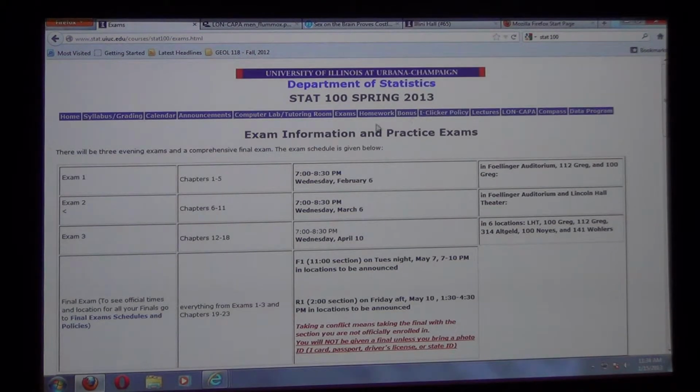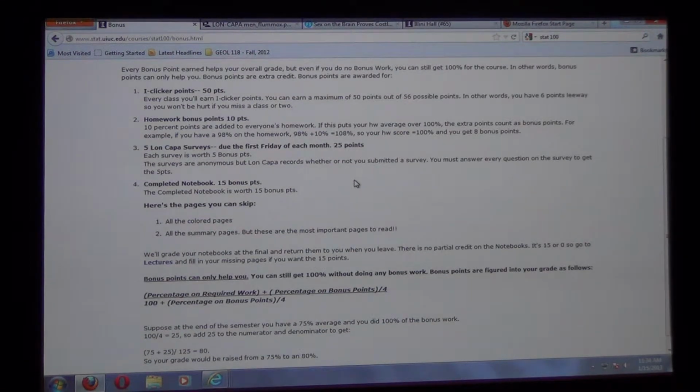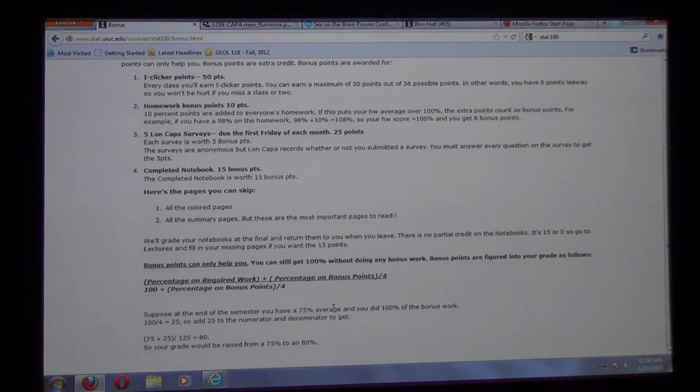All right, now, exams, homework. All right, this bonus formula I use is kind of complicated. You can read it basically. I don't really want to waste time on it. Basically, here's a good example. Let's say you got a 75%, without any bonus points. That's your average, 3 exams, your final, and your homework. Now, let's say you did every bonus point. You had 100 bonus points. How would that help you?